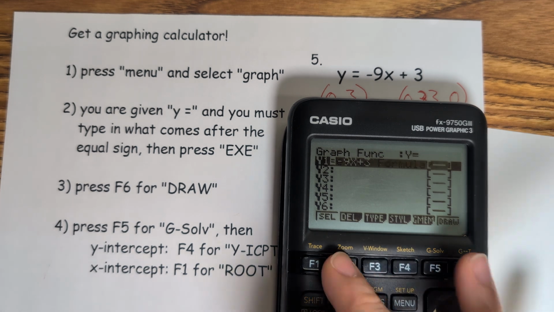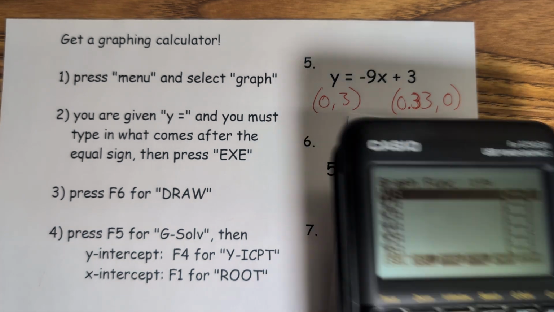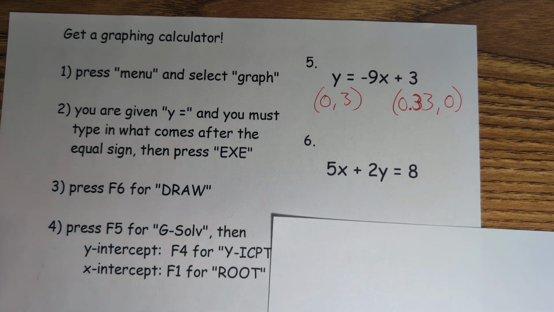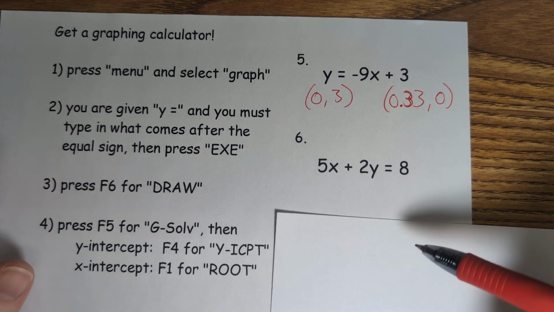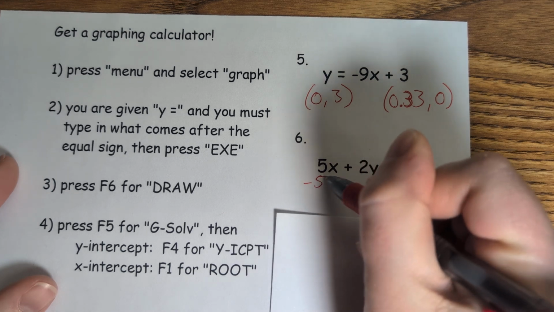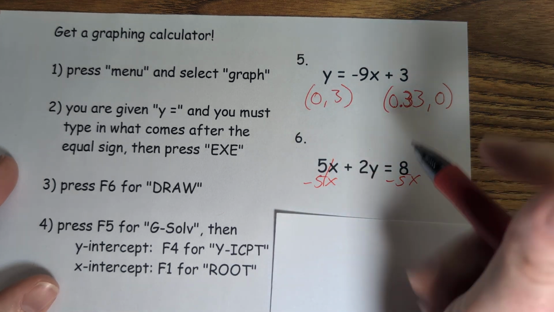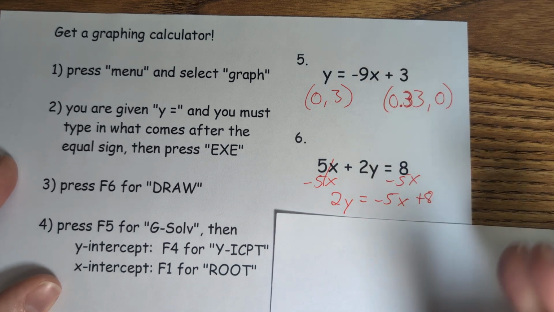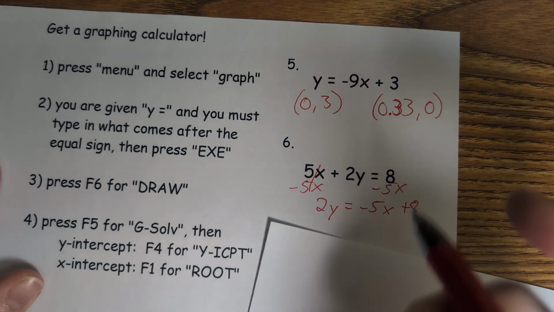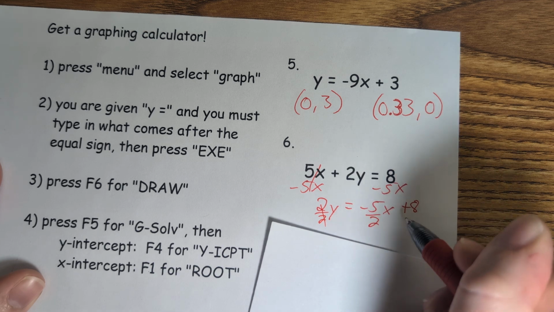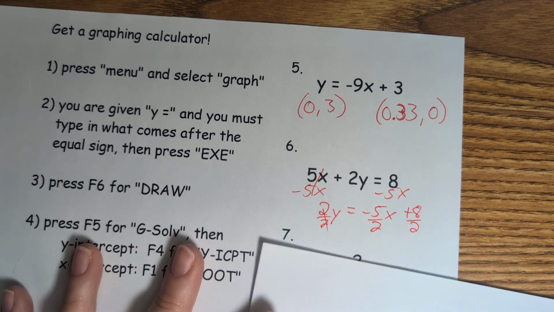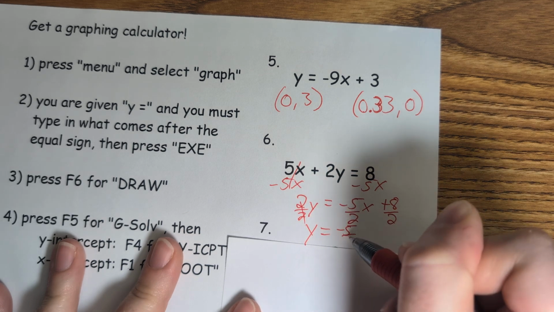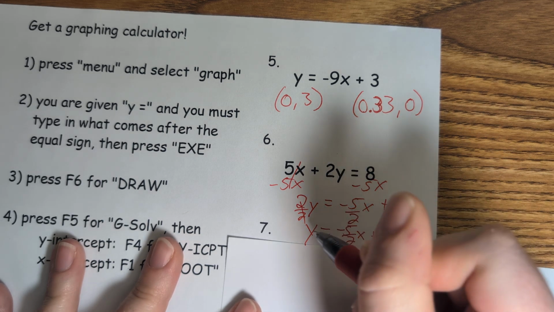So I'm gonna delete my equation. Let's just try another one. Notice this one's not ready. I can't plug it in unless it's solved for y. So if I have something like this, I have to actually solve for y first. So I'd get 2y equals negative 5x plus 8, and then I would divide everything by 2. I get y equals negative 5 over 2 x plus 4.